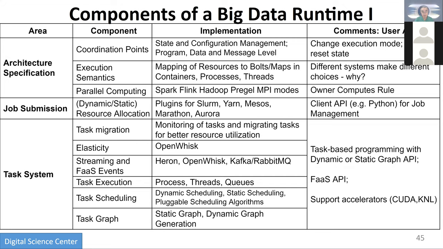Here are a couple of slides that we produced in our own project, which told you what type of components you need in a big data system. You should probably look at the thing called component. You need to support parallel computing. You need to have these points where you coordinate information and you collect data together and things like that. You need to understand how to use containers, processes, and threads. You may need to move tasks around, especially if you have elasticity. You need to support streaming. You actually need to decide how you do your execution, whether you use processes, threads, and queues. We have scheduling and graphs, because the tasks are typically arranged into graphs.